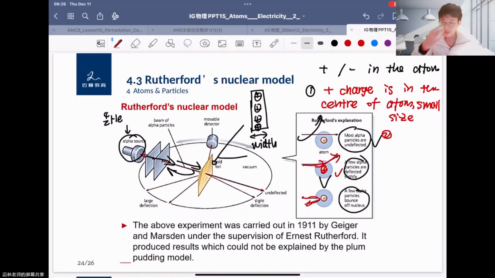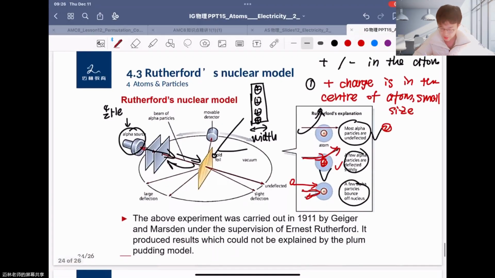Okay, that means if we are very lucky to shoot on the center, we can find, oh, here's a deflection, and it deflects this way. Okay, so we can say, oh, here is how it rebounds. So all the phenomena just give an example or give this result.